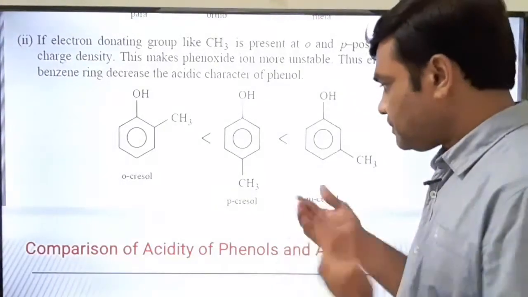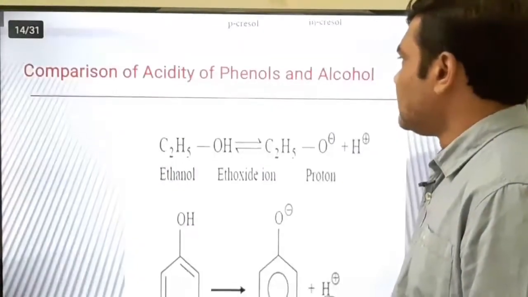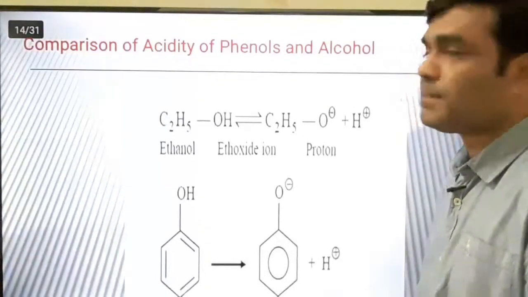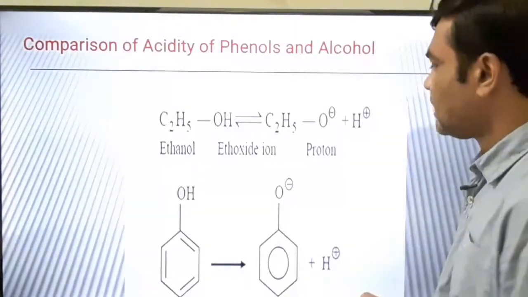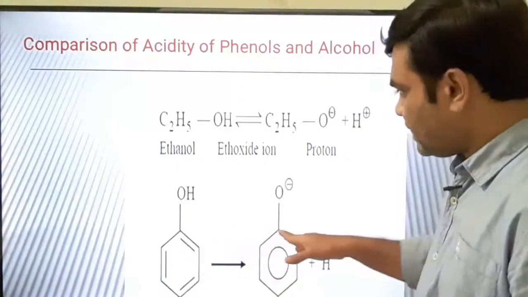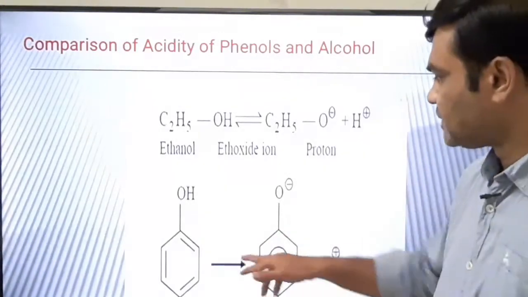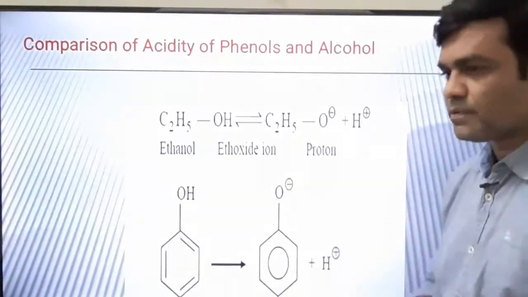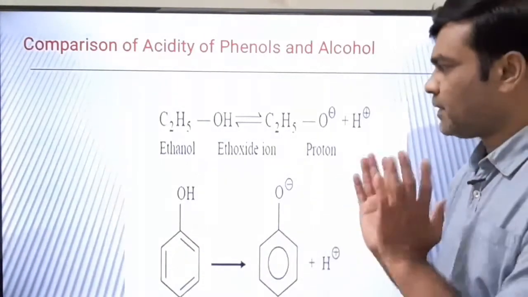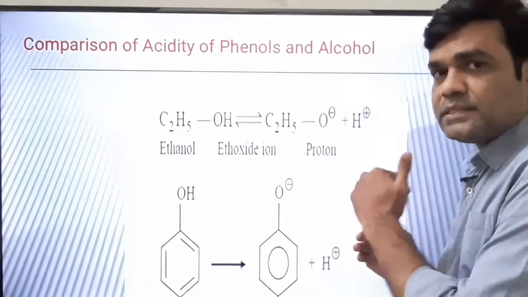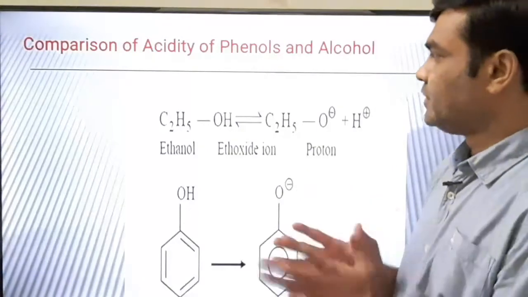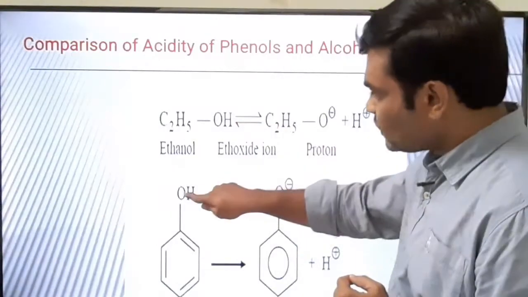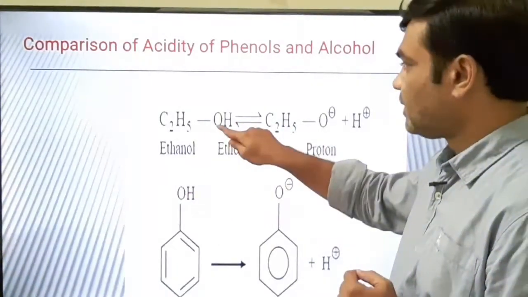Okay, so moving to the next point, let us compare phenols with alcohol. Comparison of acidity of phenol with alcohol. We already discussed that phenols are acidic in nature because the resultant phenoxide ion is more stable than the phenol itself. Therefore, it donates a proton easily, and it is clear that phenols are acidic in nature. On the same background, let us see whether alcohols are acidic in nature or not. Here also an OH group is there in phenol as well as in ethanol.